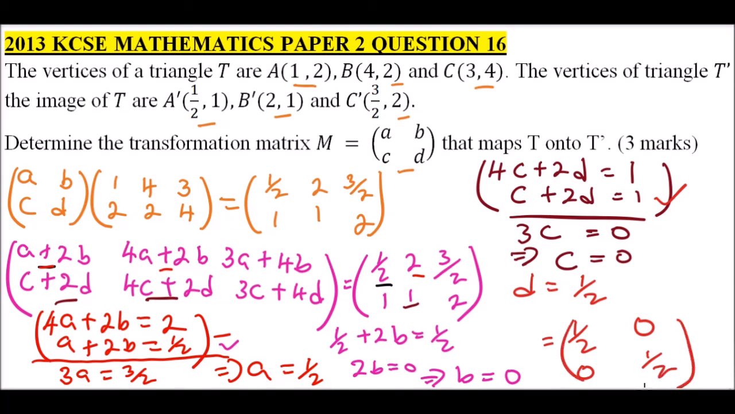So that's how you do that question. The important part here is you should know that when you multiply the transformation matrix with the matrix formed by the coordinates of the object, it is equal to the matrix formed by the coordinates of the image.